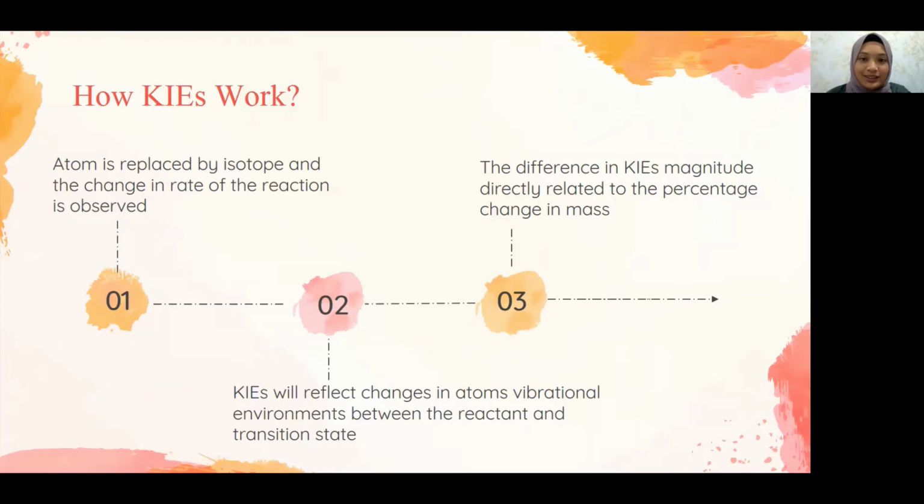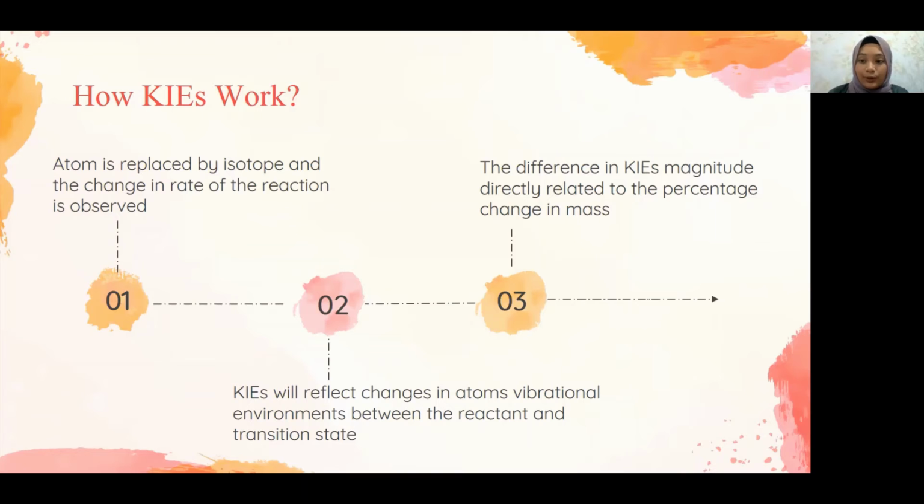Thank you, Amirul. My name is Nur Afika and I will proceed with the presentation on how KIE works. First, an atom is replaced by an isotope and the change in rate of reaction is observed. KIE reflects the changes in the atom's vibrational environment between the reactant and the transition state. The difference in KIE magnitude is directly related to the percentage change in mass, so when an isotope with a different percentage mass is introduced, it gives a difference in KIE magnitude.